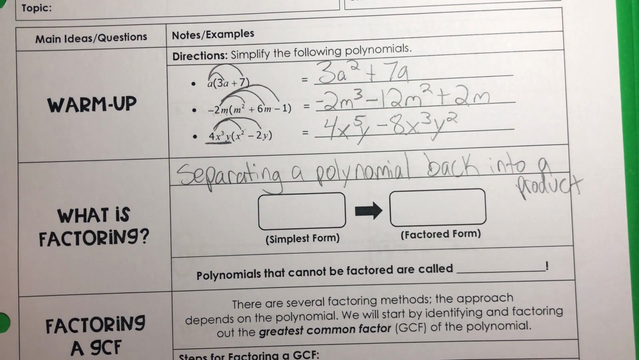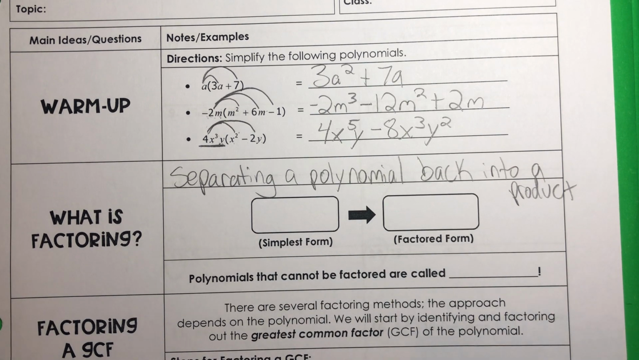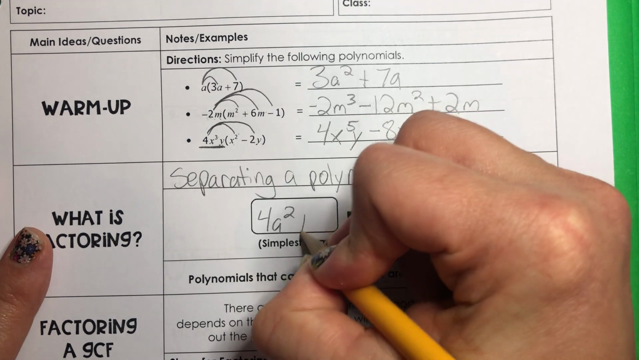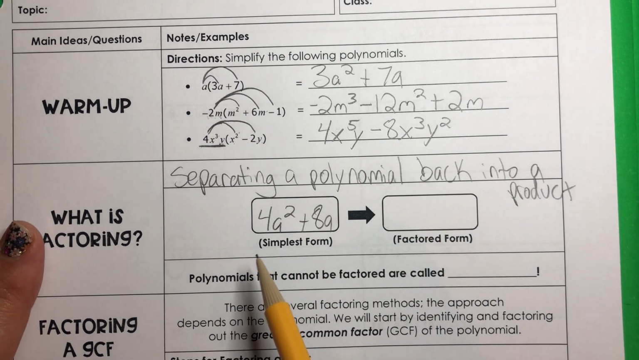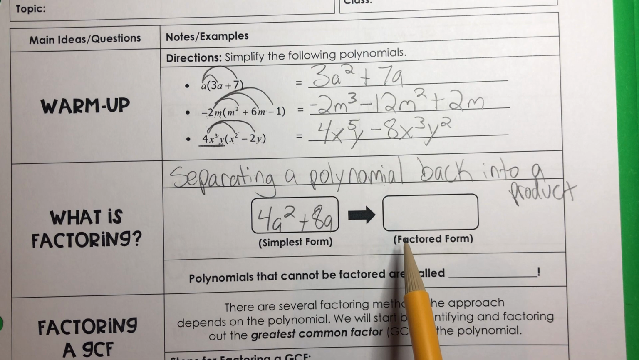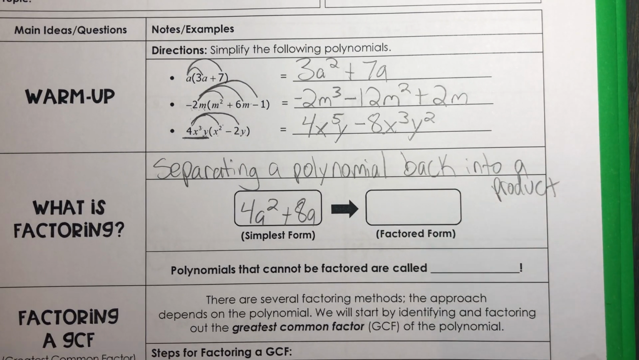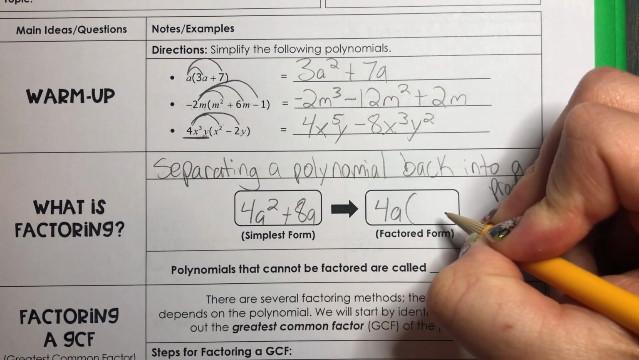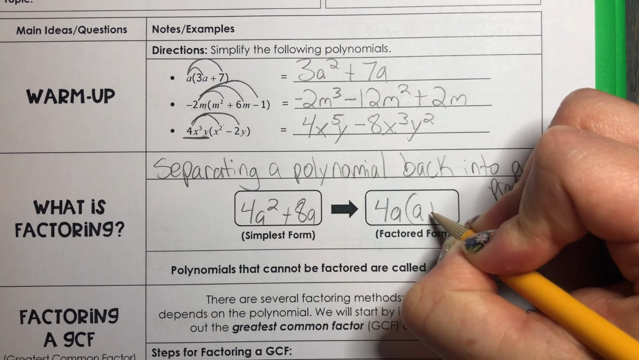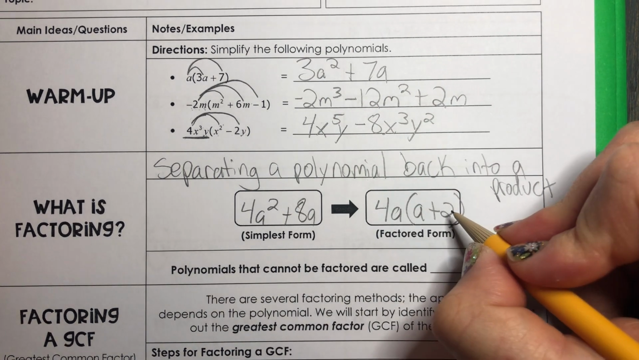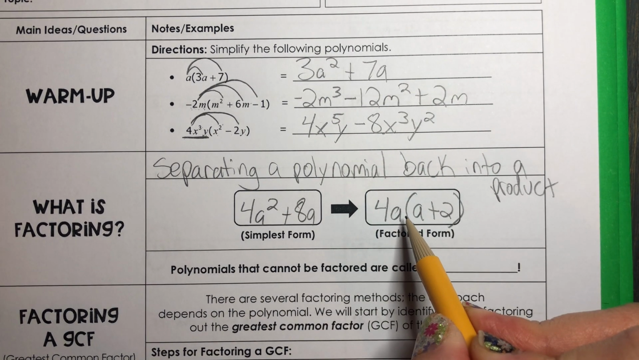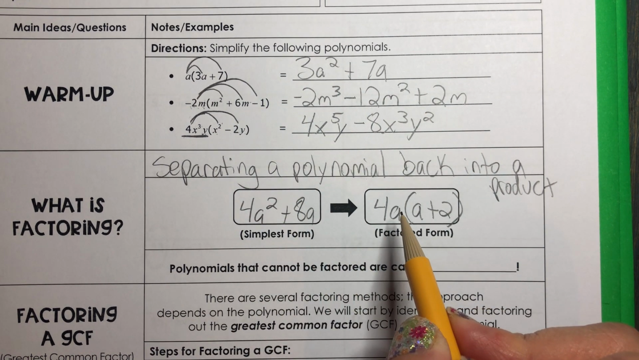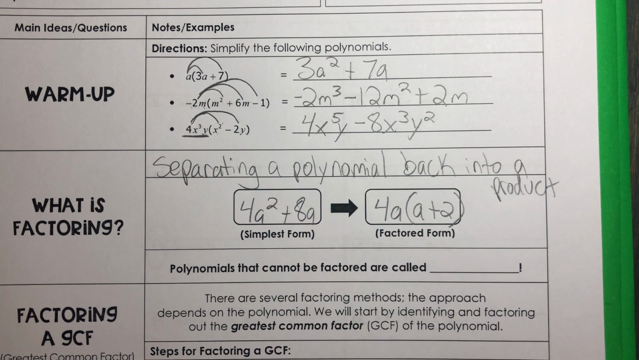Okay, so simplest form, after you would do what we did in the warm-up, my example, which is just one that I made up, would be 4a squared plus 8a. Okay, so this is simplified. Factoring, getting it back to factored form, is, like I said, working backwards. So what this would have started as, before simplifying, is 4a times a plus 2. So in our warm-up questions, you started with this and multiplied to get this. What we're going to talk about is how do you factor? How do you work backwards and get back to the original product?